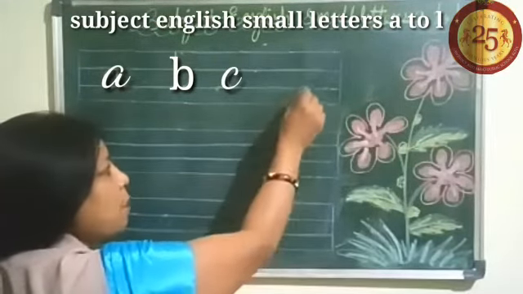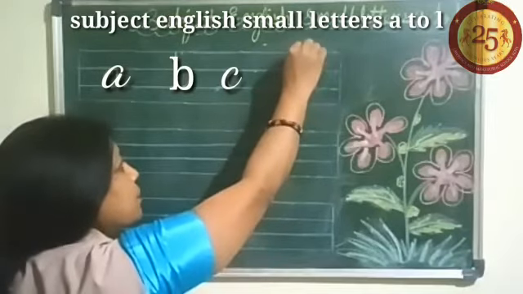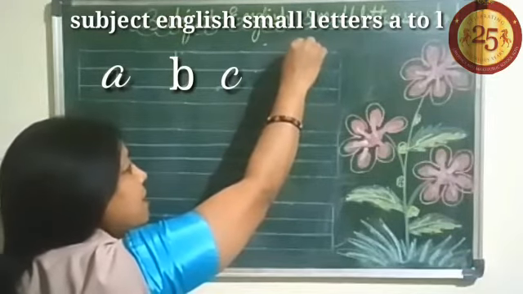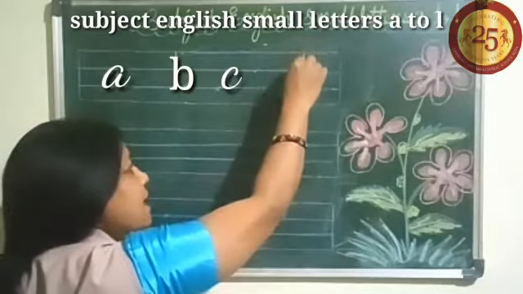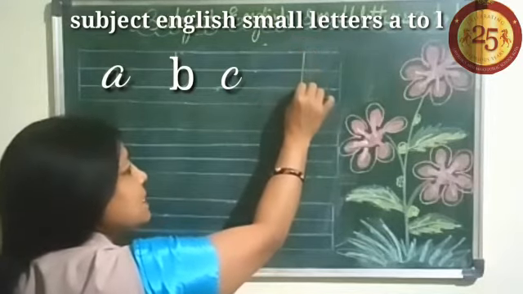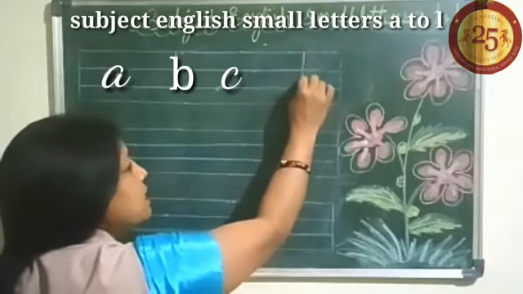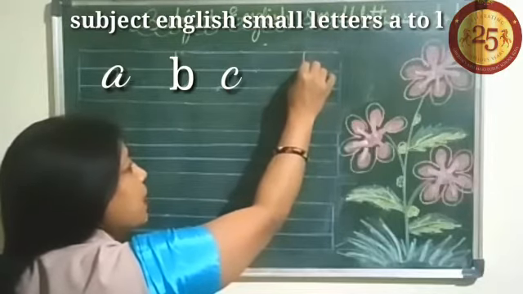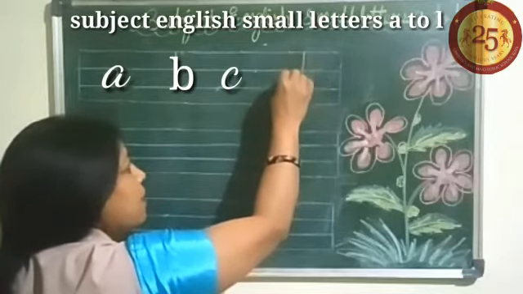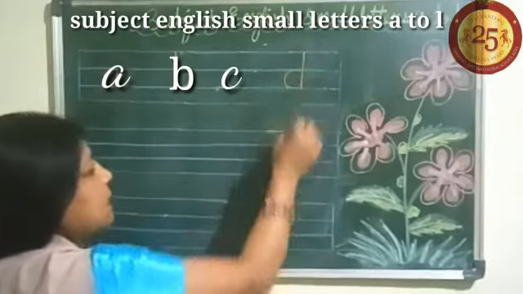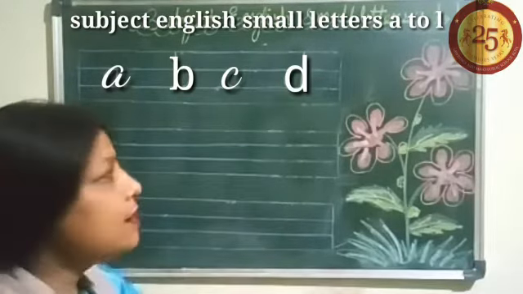Here we will write small letter D. For it, put your pencil here on red line. Come down with the standing line, red line to blue line, like this. And go up with same line, touch the blue line and make a half curve like this. This is small letter D.